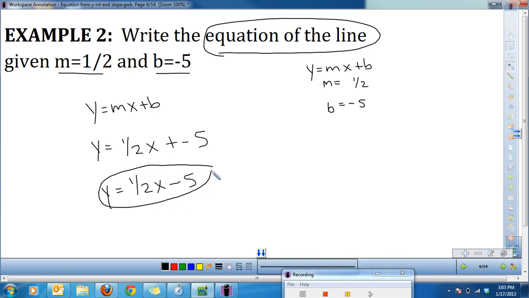Double check that the forms are correct. Is this okay for a m? Yep. Is this okay for a b? Yes. So my equation is y equals 1/2 x minus 5.